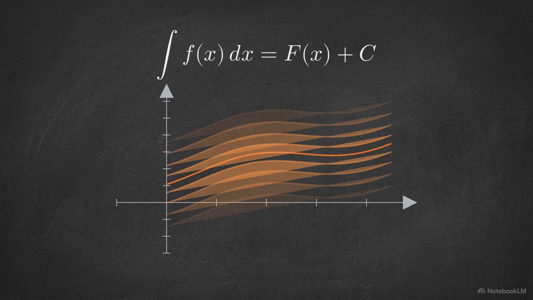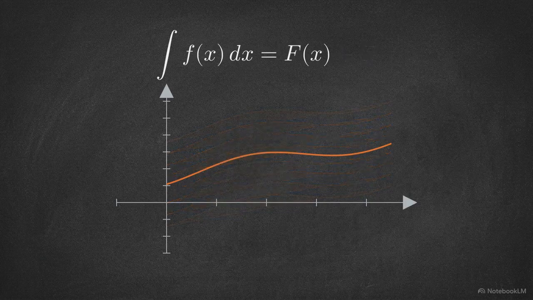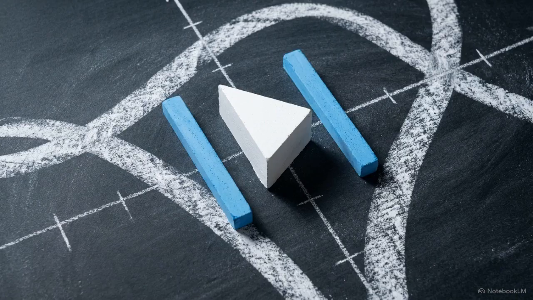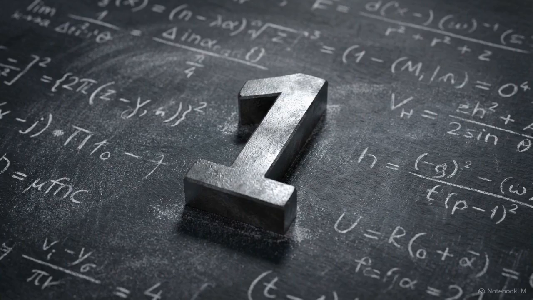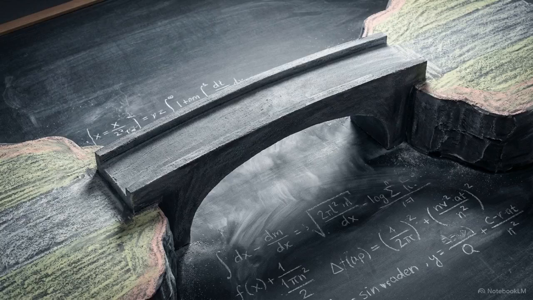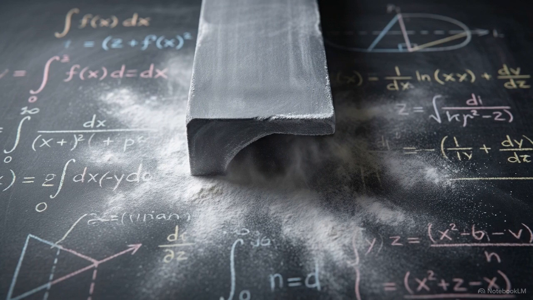To make integration actually useful for measuring real-world value, we have to introduce a disruption to the formula, the limits of integration. By capping the function with a lower limit and an upper limit, we force those infinite possibilities into a defined space. The result is no longer an abstract equation, but a hard, singular number. This process, called definite integration, is the critical bridge that allows us to extract a precise, measurable physical value from an otherwise continuous and unbounded mathematical universe.